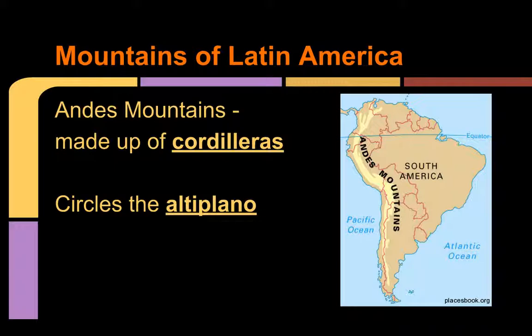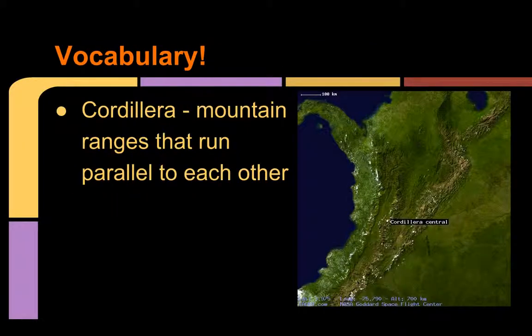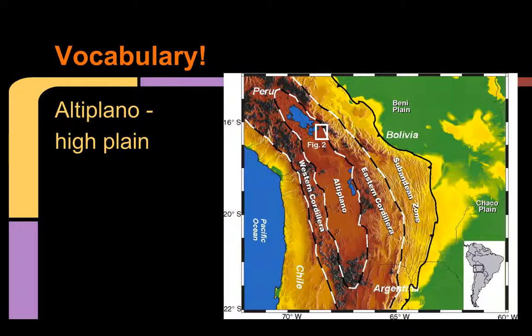been formed. Then we have the Andes Mountains, which is actually made up of cordilleras, and it circles the Altiplano, which we'll see in a minute. So we have a vocab word here. A cordillera is mountain ranges that run parallel to each other. So you can see here that here's one mountain range, here's another, so they all run parallel to each other. And an altiplano just means high plain.